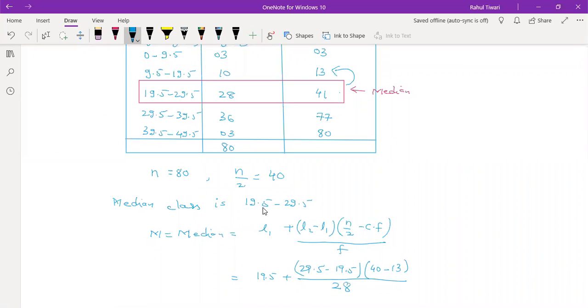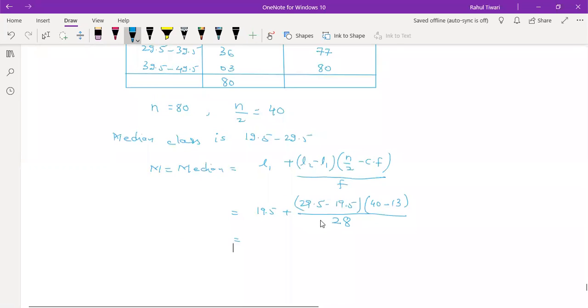So one can simplify this one. So this is, I think, 10. 10 into, if you just do the subtraction, this is 27 by 28, plus 19.5. So if you just add up, you will get the median value.